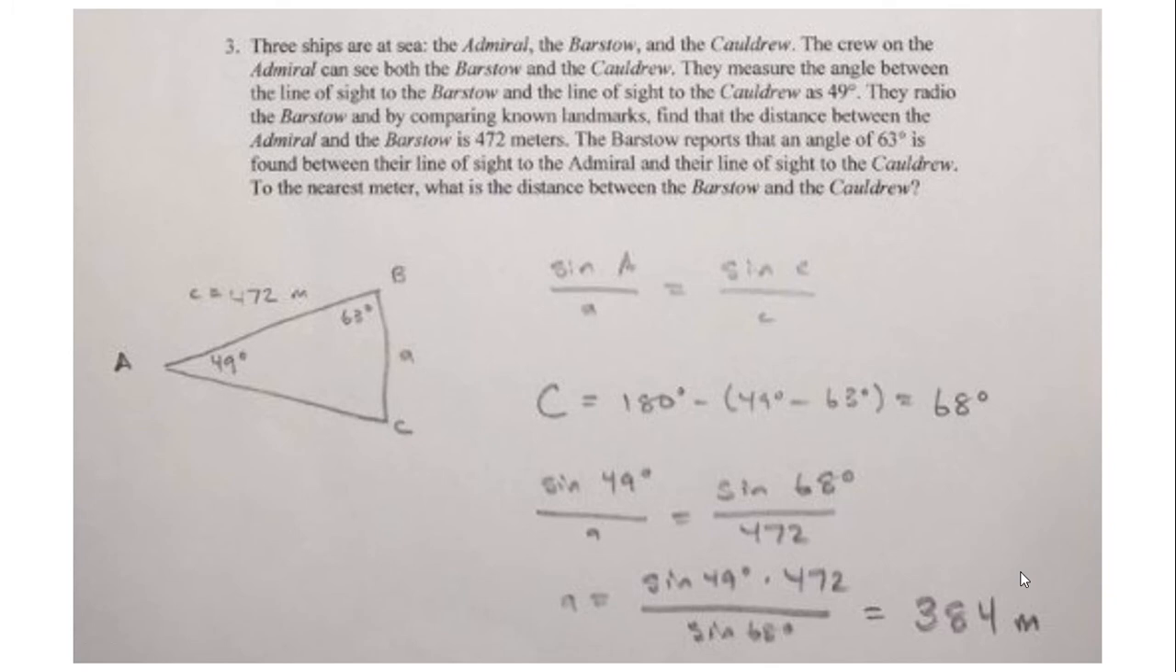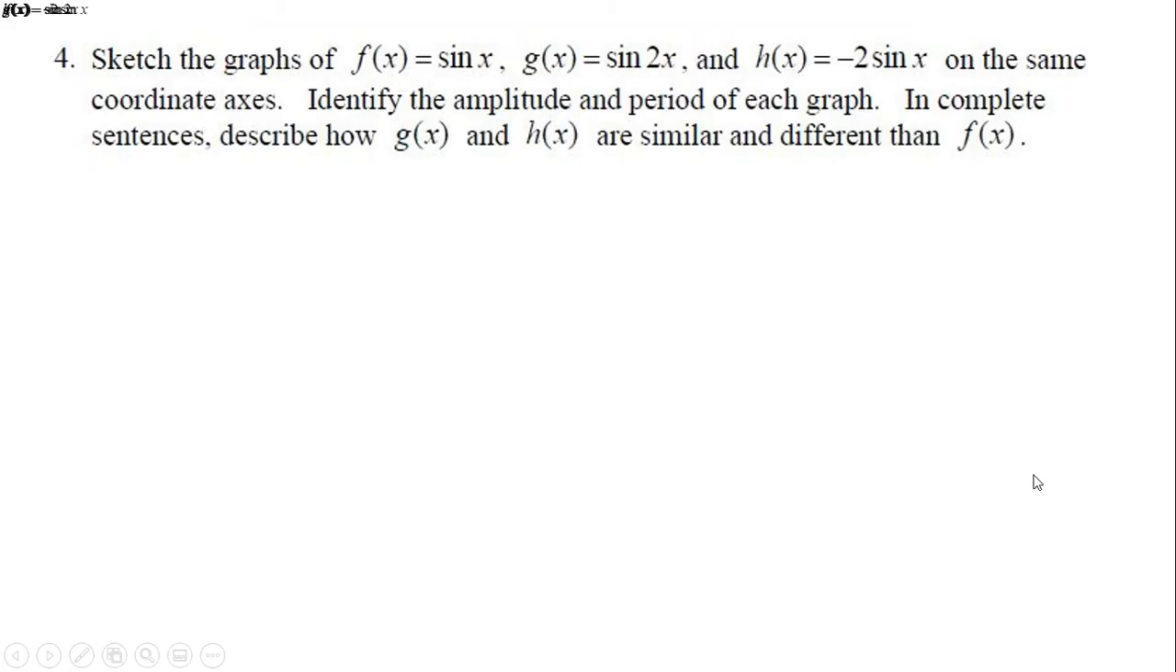All right, finally, we'll take a look at number 4. Sketch the graphs of f(x) equals sine of x, g(x) equals sine of 2x, and h(x) equals negative 2 sine of x on the same coordinate axes. Identify the amplitude and period of each graph. In complete sentences, describe how g(x) and h(x) are similar and different from f(x).